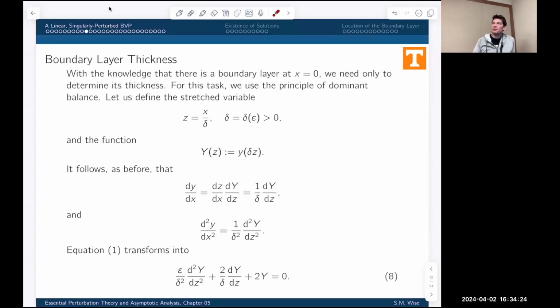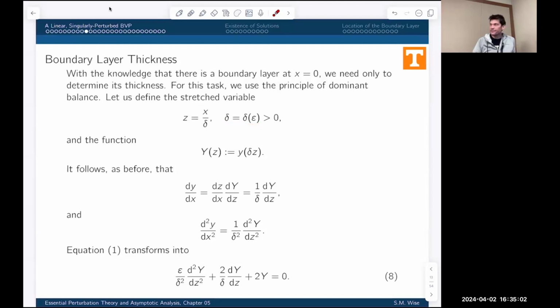What I mean by that is we want to determine how the solution is going to scale with epsilon, or in particular, how the inner solution scales with epsilon. To do this, we're going to introduce a stretch variable, which I always call z. In this case, it's going to be x over delta. In general, it's x minus the location of the boundary layer, but here the boundary layer is located at x equals 0, so it's x minus 0 over delta. Delta is a function of epsilon that has to be determined.